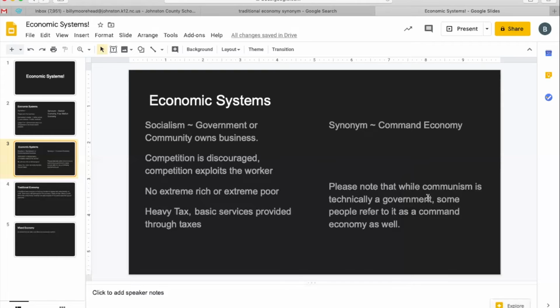So, communism and socialism are sometimes so tied together that you might have someone say communism is a command economy. At one point on the social studies end of grade test, communism was listed as a command economy. Again, if we're getting really, really technical, it's not really an economy, it's a government that forces an economy, but nonetheless, know that sometimes command economy is referring to communism, or some people use it that way.